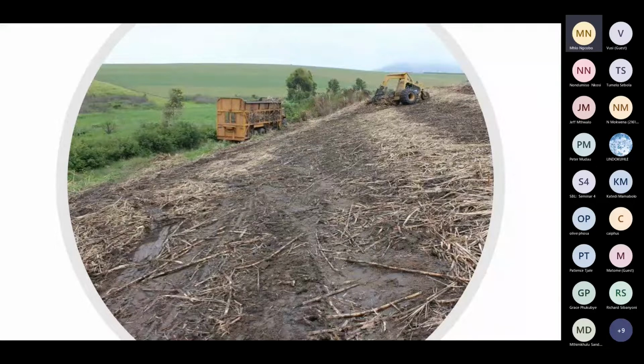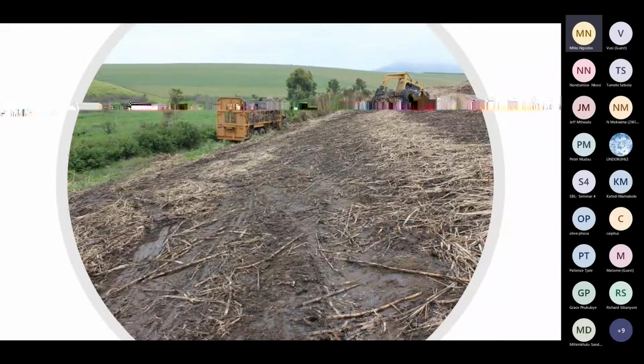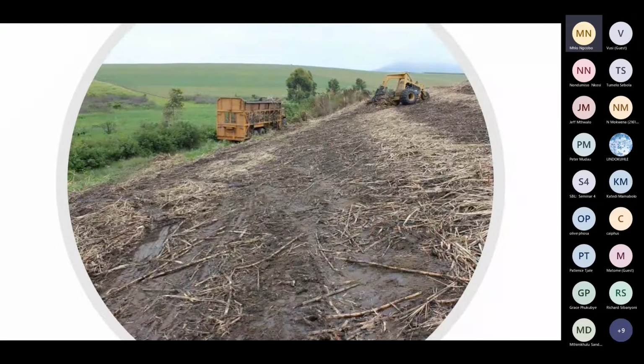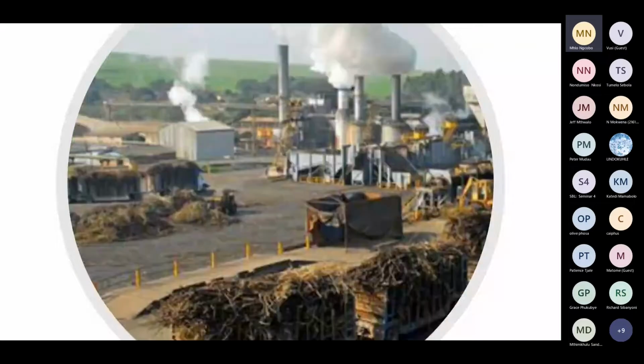The worst thing that fusilade does is it kills your growing point. So with it, you need about 4 to 6 weeks when you are using fusilade, and then on the 6th week, you can harvest that field and send your sugarcane to the mill. With Modus, it's a bit different from the other two that I've mentioned.